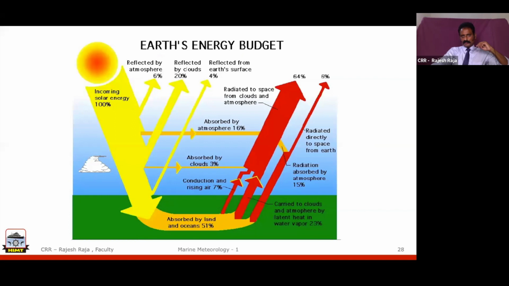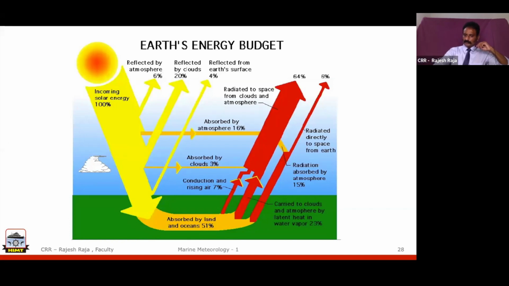Now, in a small energy budget diagram, you can see on the left-hand side, all the yellow marks are coming from the sun. Most of them are received. 51% of that is absorbed by the Earth, which is your land and the sea. Okay, a lot of them are reflected back. You can see the 6%, 20% of the yellow. So they are reflected. Some of them are absorbed by the atmosphere. Then this red color is completely the ones which are re-radiated from the Earth, whatever it had taken in.